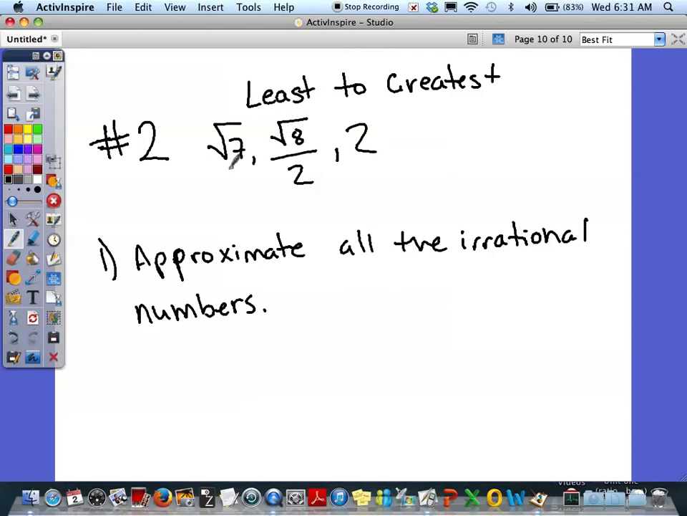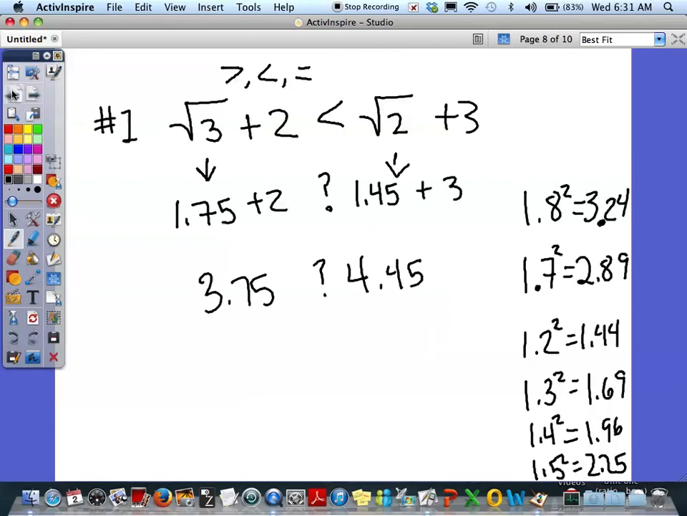So this is going to be an interesting problem to do, and I'm going to let you guys do it. After you approximate all the irrational numbers, put them in order. I'm not going to do this for you because I know you guys can do it. It's just like the ones back here, the first one we did. There's nothing really different about it except you have to put 3 of them in order. So you have to approximate all of them and then put them in order.